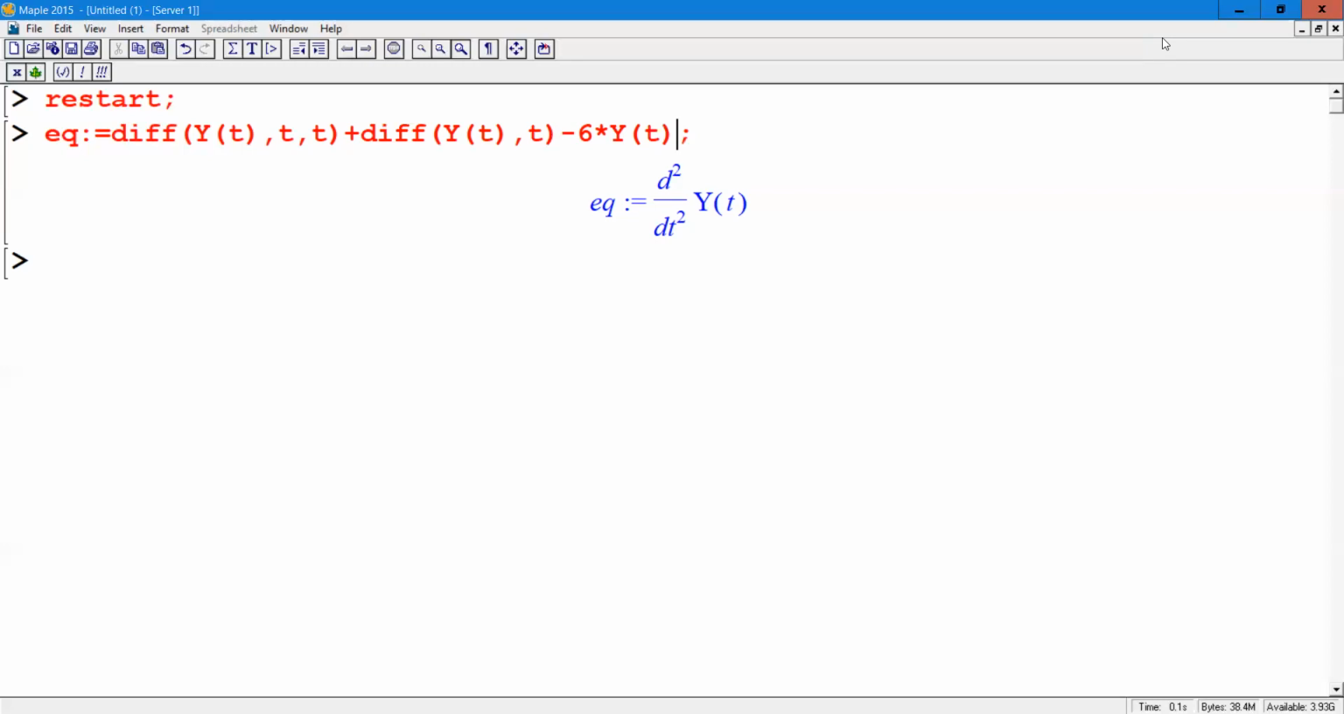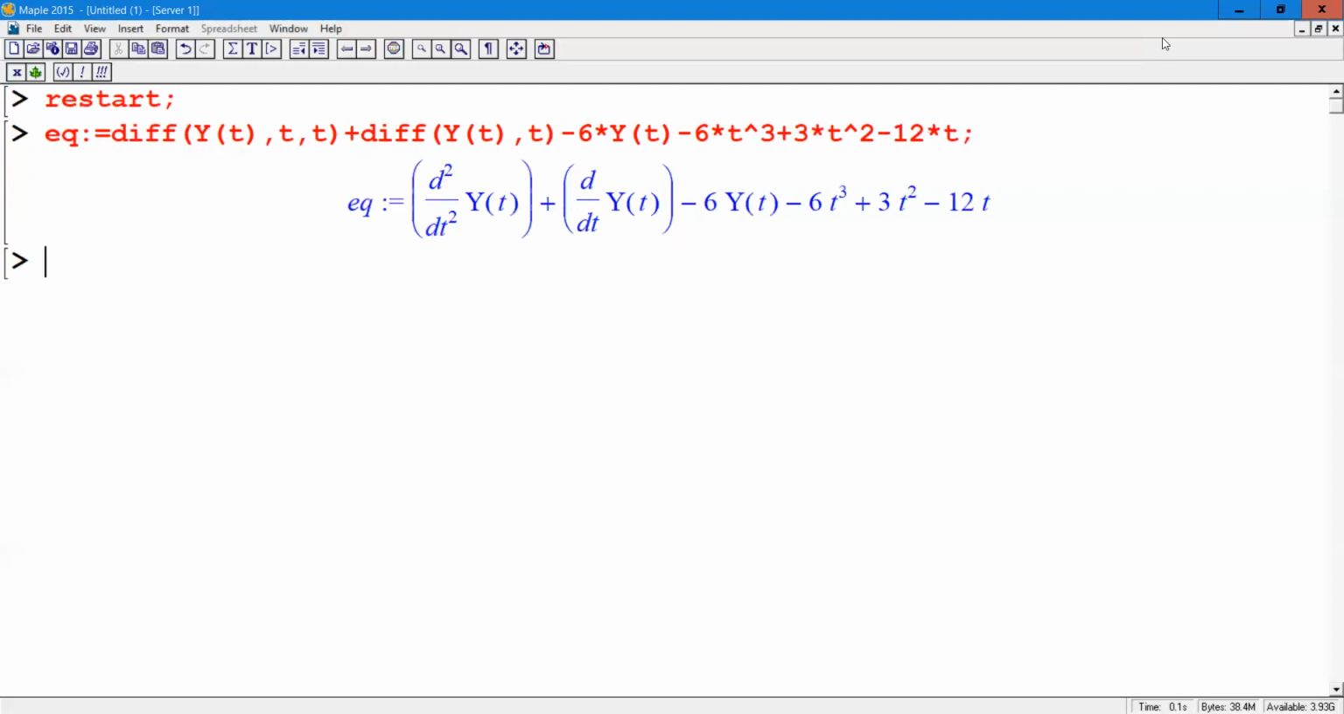When you move these terms to the right hand side of the equation, they will be multiplied by a negative. So instead of 6 times t cubed, it will be minus 6 times t cubed. Minus 3 will be positive, so it will be plus 3 times t squared. And finally plus 12 becomes minus 12 times t. So this is the equation that we need to solve.